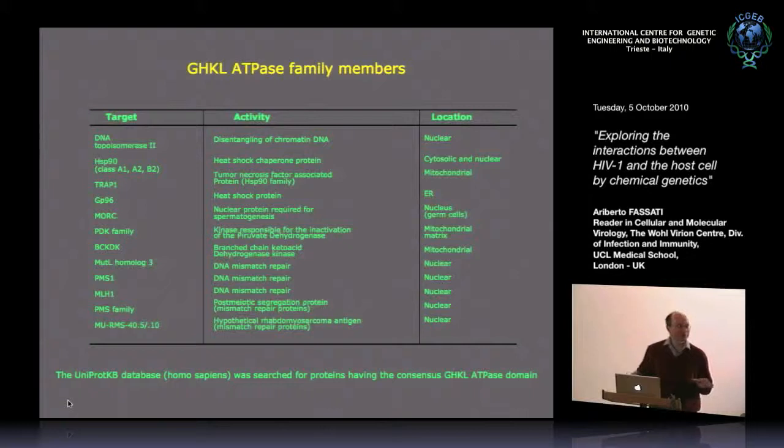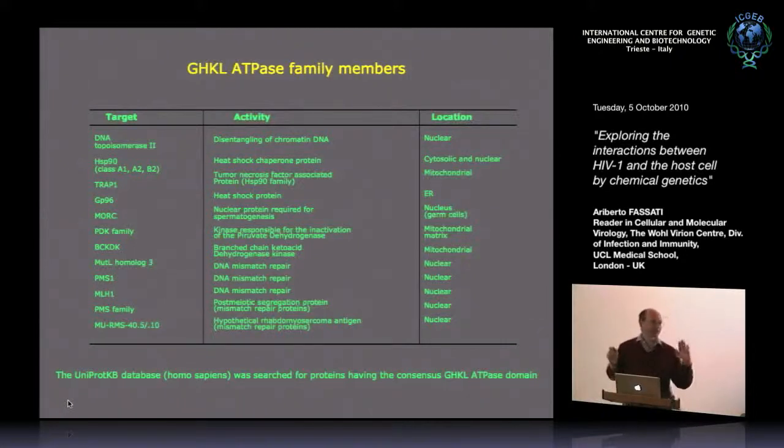Now, we started excluding some of them. For example, here, you see, MORC. We excluded it because it's only expressed in germ cells. It's important for spermatogenesis. So, of course, we were looking in T cells, so we decided that was not very important. And then we have all these MutL homolog proteins, MLH1, PMS family, all mismatch repair proteins, which we tended to exclude because there are a number of cell lines that lack these factors and still support HIV replication, no problems. So we decided, very unlikely. So the first one on which we concentrated was DNA topoisomerase 2, for the reasons that I explained to you.